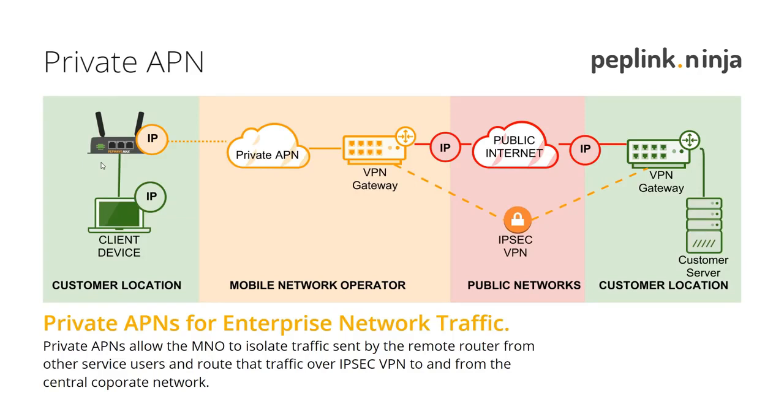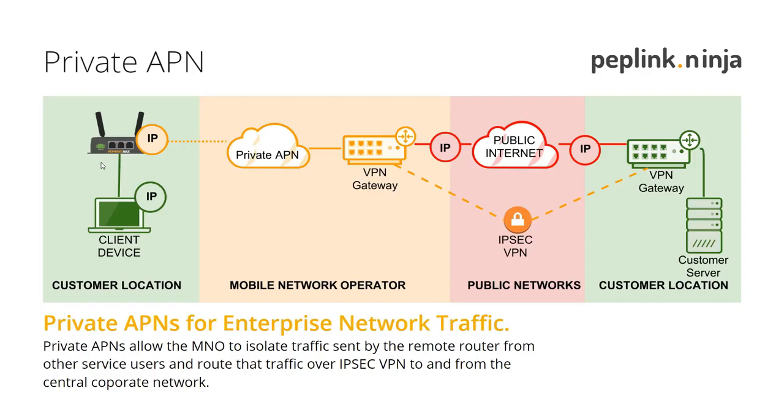So ultimately, when we talk about private APN in 3G and 4G terms, and customers say they've been told they need a private APN, what those customers are generally looking for is this. They are looking for a private APN that enables their traffic to be isolated from the point where it leaves the remote router on the left here until it gets to the mobile network operator, and then it goes via their VPN gateway over IPsec back to the customer's VPN gateway. So it's a way of extending the corporate LAN over a cellular connection.